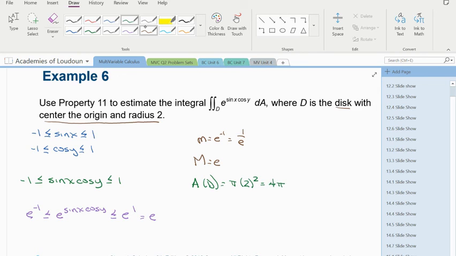Then we have that 4 pi over e is less than or equal to the double integral over the region of e to the sine x cosine y dA, which is less than or equal to 4 pi times e. Now, there's quite a range between 4 pi over e and 4 pi e, but we did use the squeeze theorem to at least approximate what the volume of that region is.